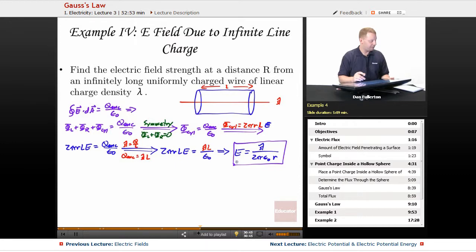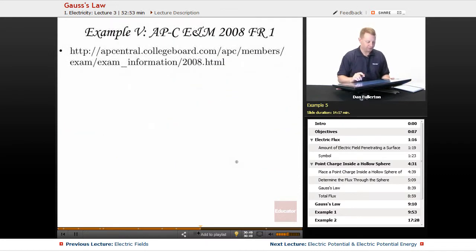Let's take a look at some old AP questions to hone our skills here. And we'll start off by looking at the 2008 E&M exam, free response number 1. And you can look that up on Google, College Board website. It's available for you to download, to print out. Here's a link to it currently. I'd highly recommend taking a minute, printing it out, and seeing if you can't solve it on your own before you check the answers.